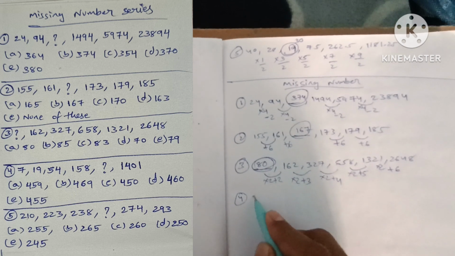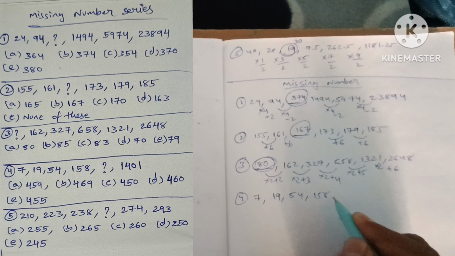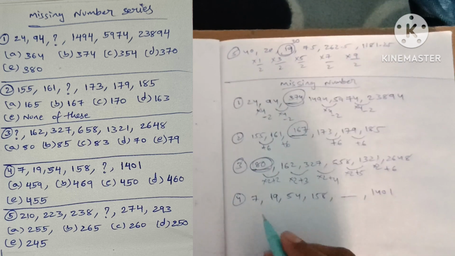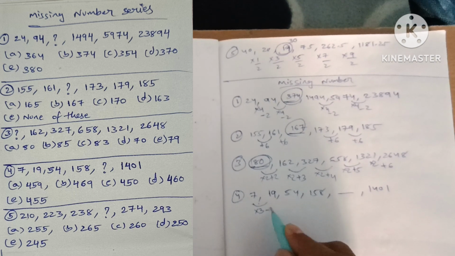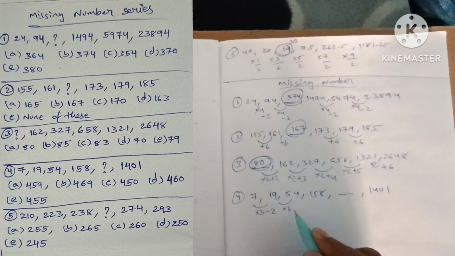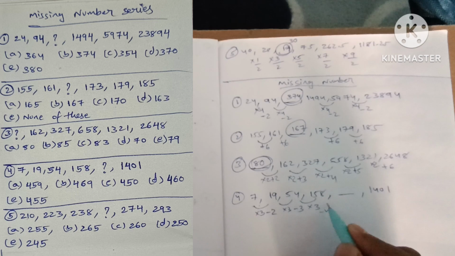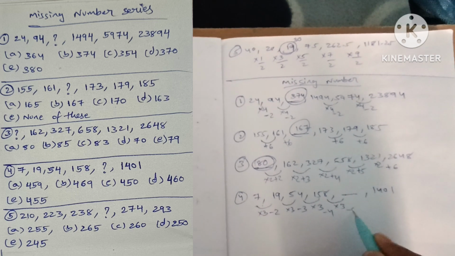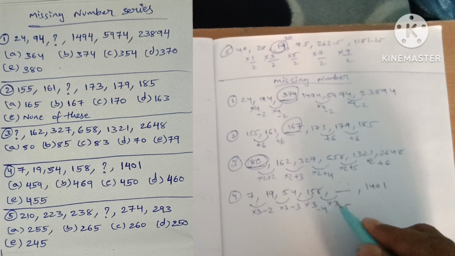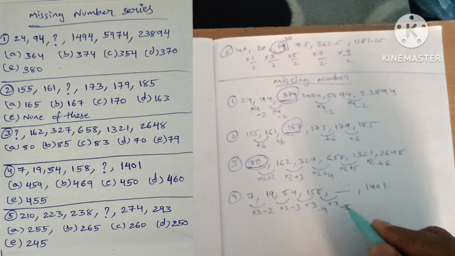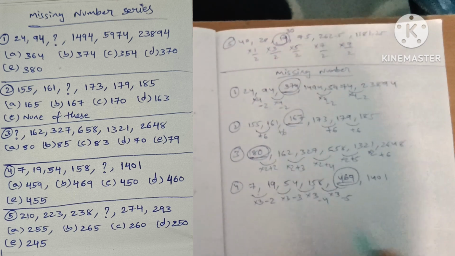Fourth one: 7, 19, 54, 158, dash, 1401. This is times 3 minus 2, times 3 minus 3, times 3 minus 4. So this must be times 3 minus 5, which is 469. 469 is our answer.